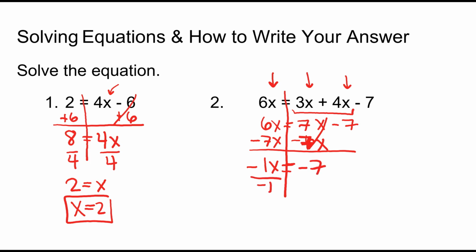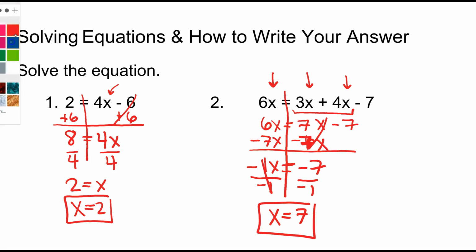And now I'll divide both sides by -1. X is equal to 7. Now, how can you check something like this? You simply go into your calculator, and anywhere there was an x, you replace it with a 7. So you would do 6 times 7, and then do 3 times 7 plus 4 times 7 minus 7, and see if you get the same answer.